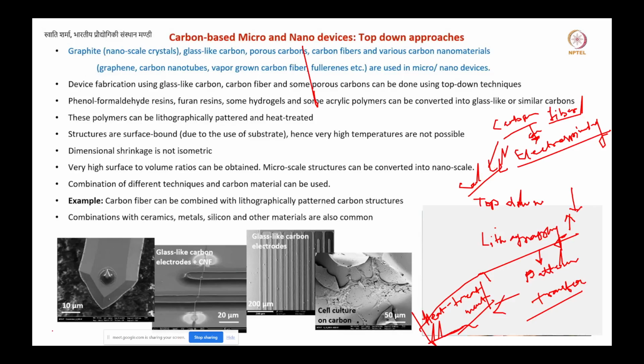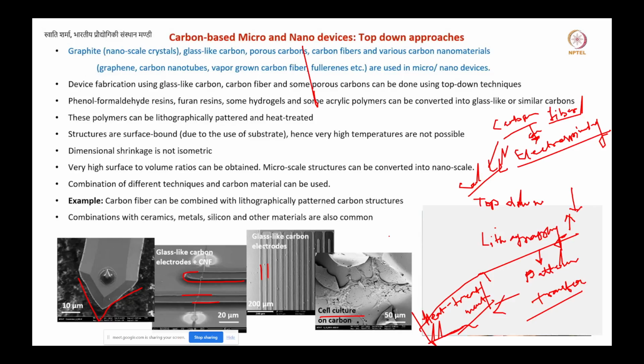Okay, so here you can see in this image, this is a tip-shaped structure: glass-like carbon electrodes plus CNF. So this is the electrode. Here this is the glass-like carbon electrode. It is very beautifully patterned, at a micro-nano level, and this is your cell culture on carbon. You can also use this for growing cells on your carbon materials. That is also a very good application in this field.